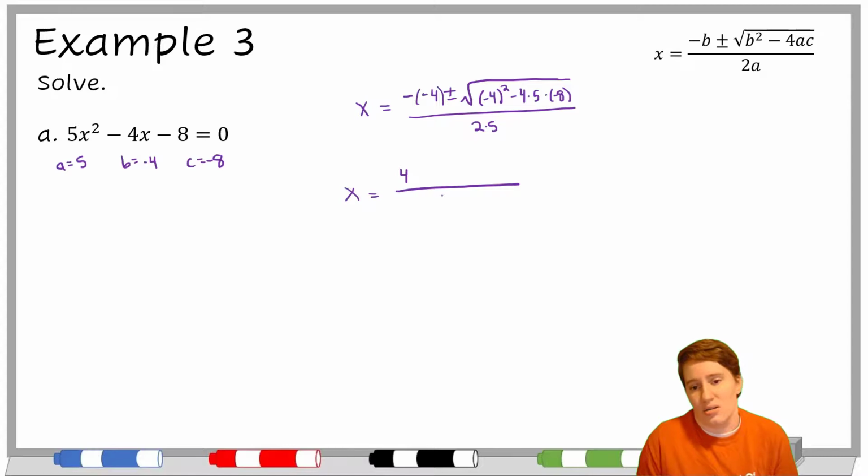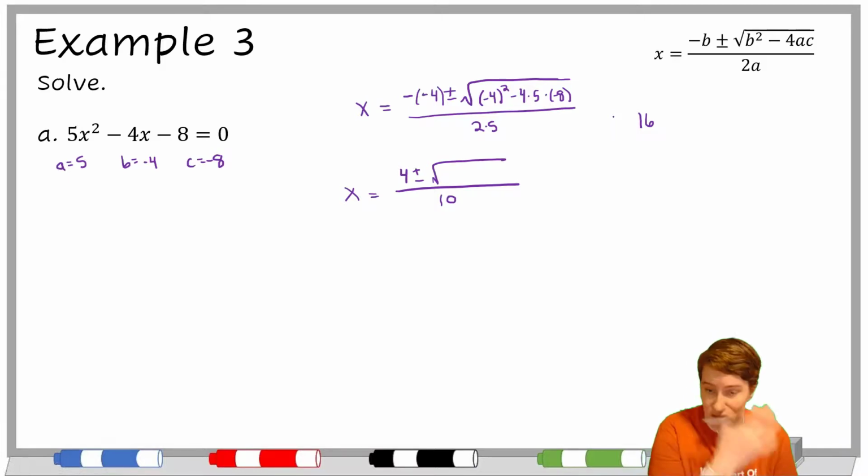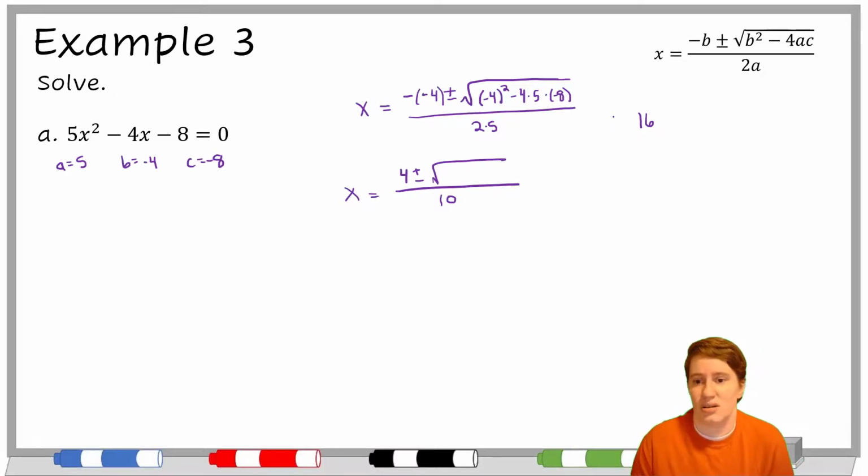The 4 on top and the 10 for 2 times 5 on bottom. It's the thing that's under the square root that's a little more complicated. Negative 4 squared is a positive 16. Whatever we get for b squared is going to be positive, because even if we're plugging in a negative, we're immediately squaring it. So we have a negative times negative, which makes it positive.